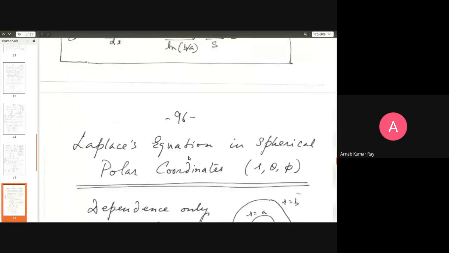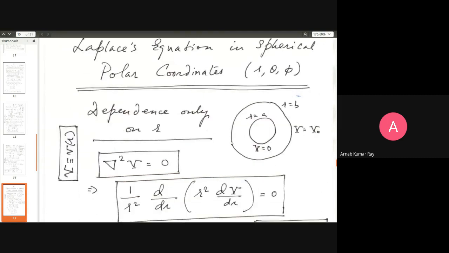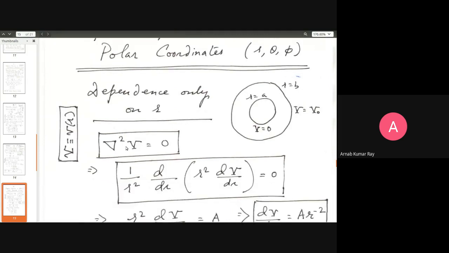Now we shall go to the third coordinate system, spherical polar coordinates. This is by far the most difficult one. The most difficult will be the theta variable, as we shall see. So Laplace's equation in spherical polar coordinates. Let us see. Our first task, as always, as per the algorithmic flow I have mentioned to you, will be writing the Laplace equation in full. Del 2V is equal to 0.